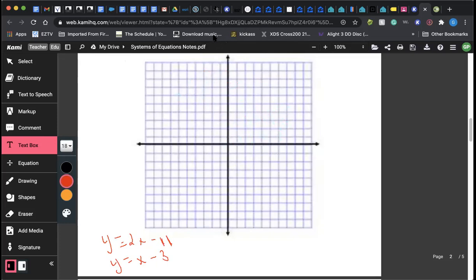Okay, and now I'm going to graph them. So I'm going to graph this first one in blue. Don't erase it. Underline it. Okay. I'm going to draw this first one in blue. So I'm going to go down 11. 1, 2, 3, 4, 5, 6, 7, 8, 9, 10, 11.